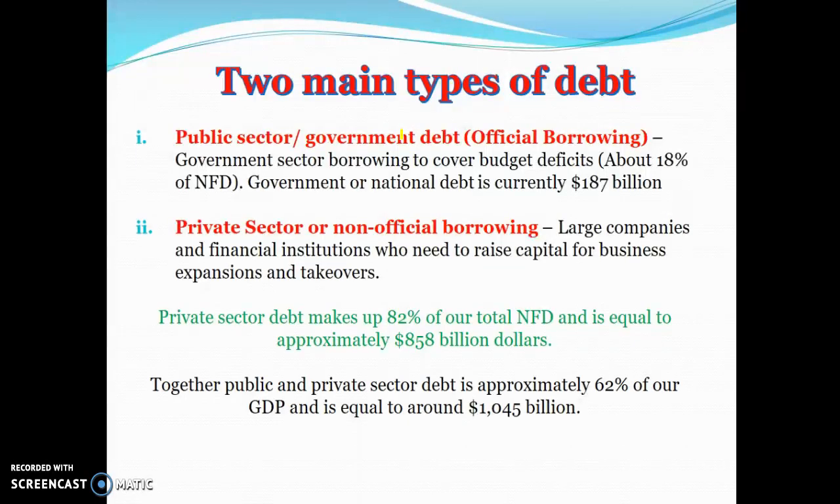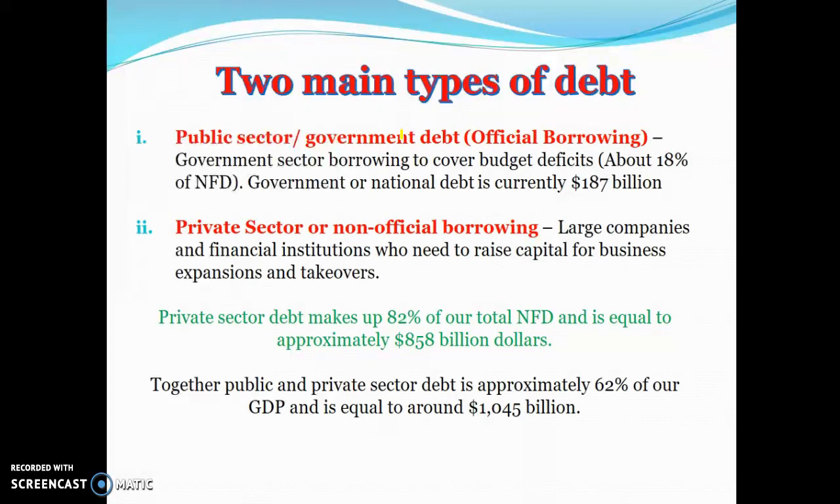Two main types of debt. Again, we didn't talk about this a lot in class, but public sector debt is the same as government debt. So when you see the word public sector debt, that means the debt of the government. That's around 20% of our debt. It's growing because they consistently run budget deficits, but it is the smaller of the two.